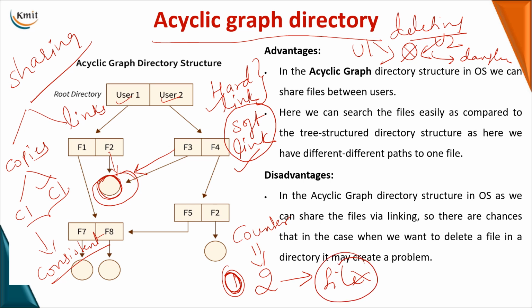The problem of deletion in your soft link, where just by deleting the file, the link is still established and the file is not there, can be overcome by using your hard link. A file will be deleted only when both links are removed, meaning I'm not using them at all. Coming to the advantage, you can share the file between the users. It is not compulsory to use the same path to reach a particular file; you can use any of the paths. And as I told you, deletion is a bit complicated in the acyclic graph directory structure.